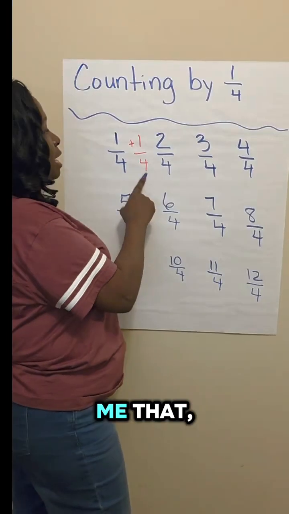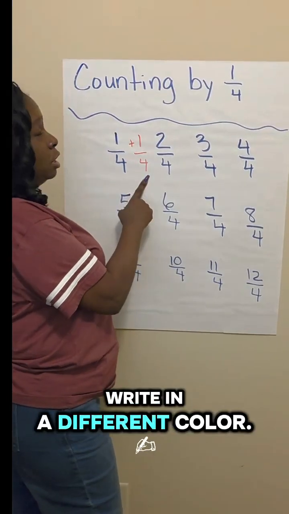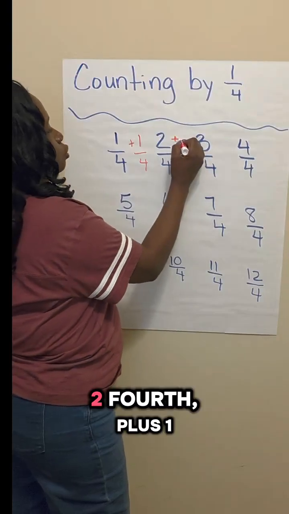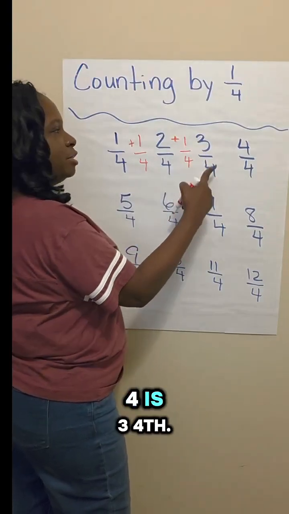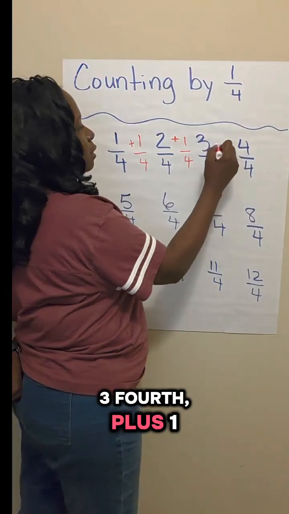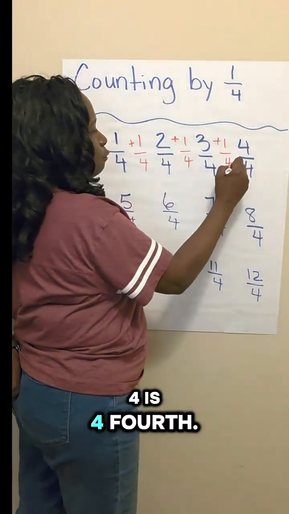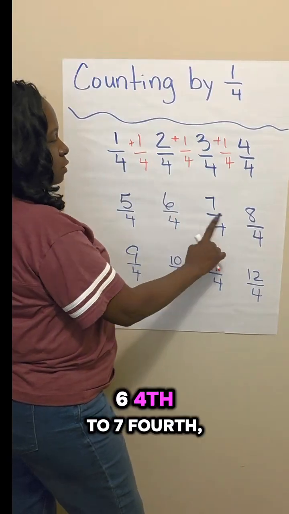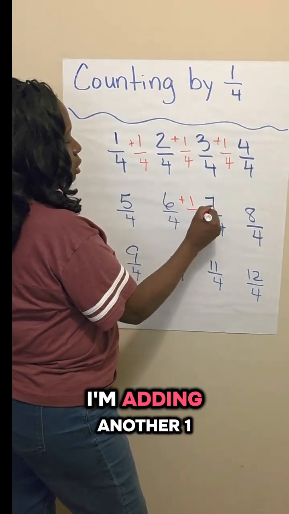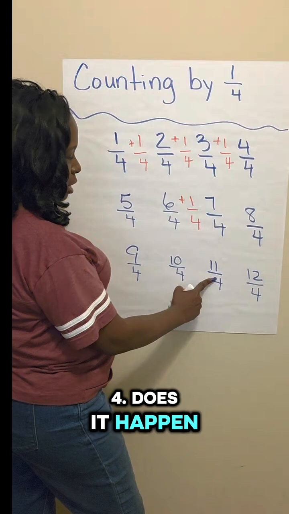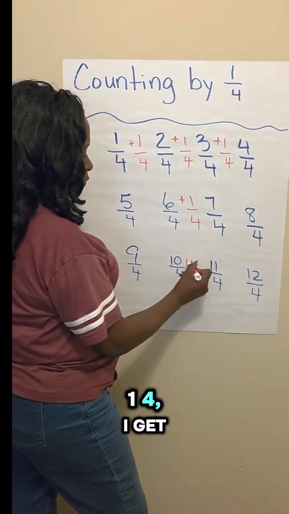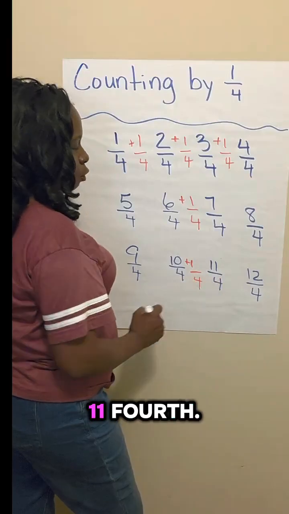If a student tells me that, that's what I'm going to write in a different color. So 1/4 plus 1/4 is 2/4. 2/4 plus 1/4 is 3/4. 3/4 plus 1/4 is 4/4. And as you see, when I go from 6/4 to 7/4, I'm adding another 1/4. Does that happen here? From 10/4 to 11/4, when I add a 1/4, I get 11/4.